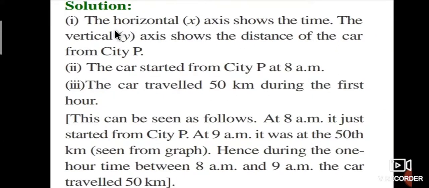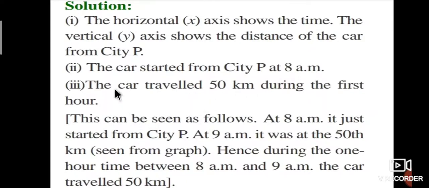First one: the horizontal x-axis shows the time, the vertical y-axis shows the distance of the car from the city P. Is it understood? Second question: the car started from city P at 8 pm. From the graph, observe that the car started from city P at 8 pm.